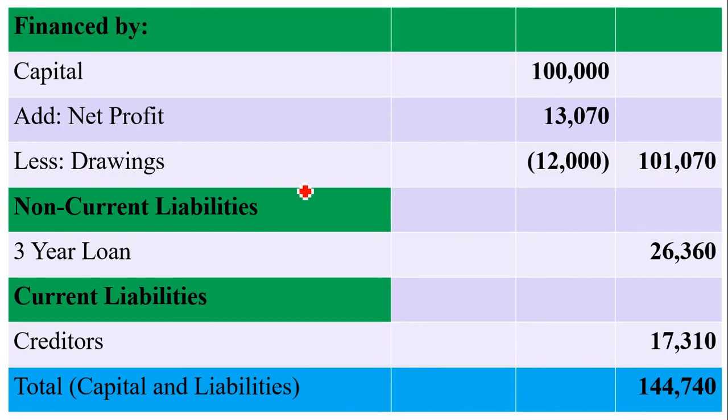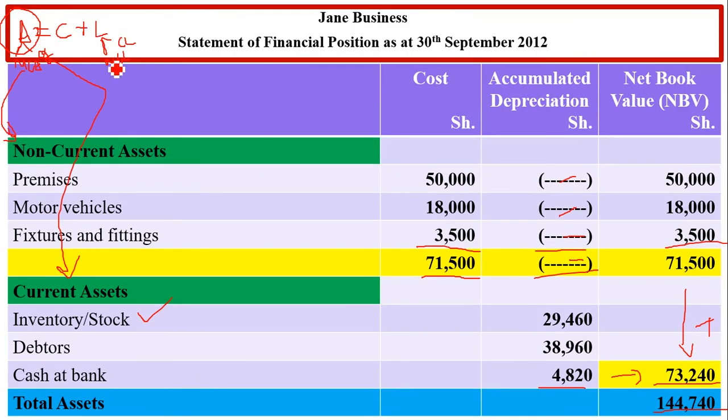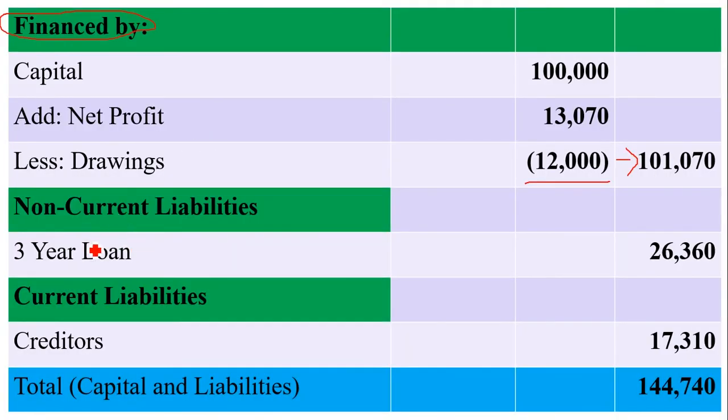Then we move to the second item, which is now the liabilities. We start with the non-current liabilities. Non-current liabilities, we have a 3-year loan. How do you identify them? Non-current liabilities are those loans that are payable in a period of more than 1 year. So you can see here we have a 3-year loan. So this loan is payable in more than 1 year. Therefore, it's a long-term liability or a non-current liability.